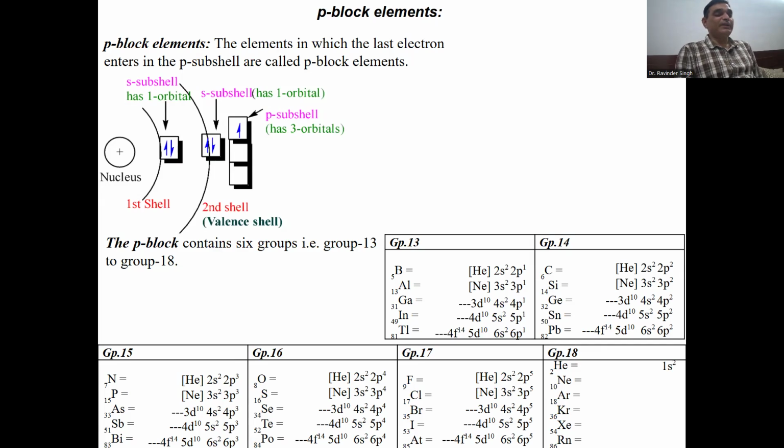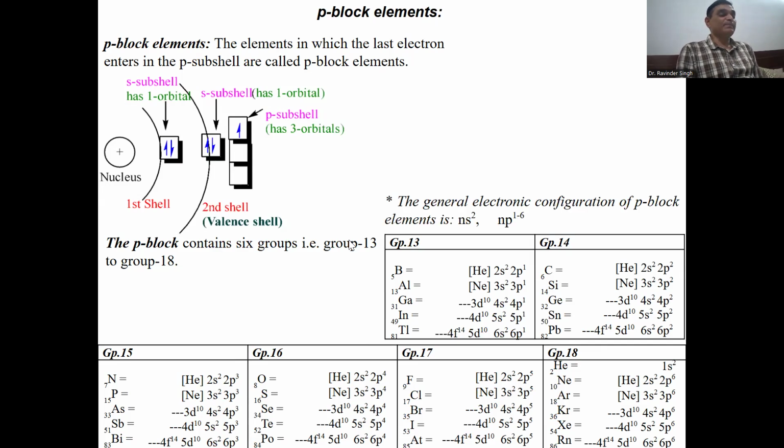That's the only element in which the last electron does not enter the p subshell, although it is placed in group number 18 to maintain the uniformity of the periodic table. Next element, neon 2s2 2p6. Argon 3s2 3p6. Krypton 4s2 4p6. Xenon 5s2 5p6. Radon 6s2 6p6. So that is about the electronic configuration of these different group elements.